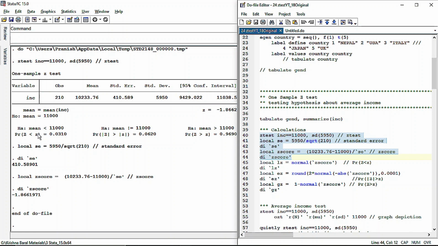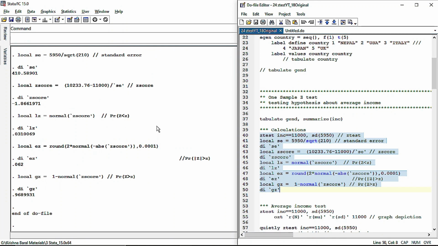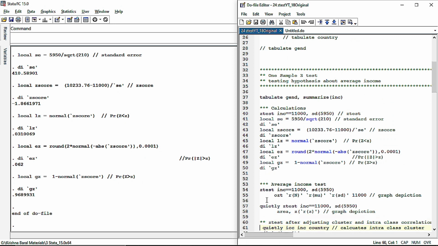Similarly, how do we calculate the p-value for these three alternative hypotheses, for the two-tailed and one-tailed tests? Let us remember the values: 3%, 6%, and then 10%. Let us see whether we get the same values or not. 3%, 6%, and 10%.